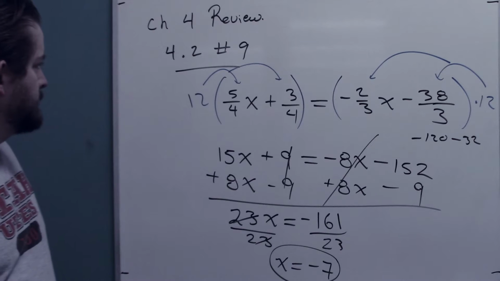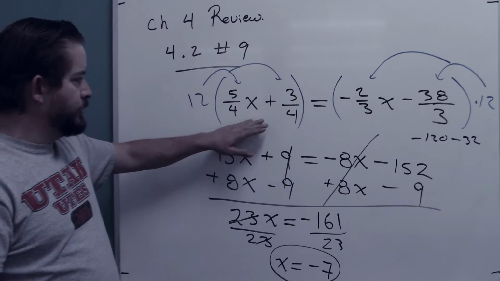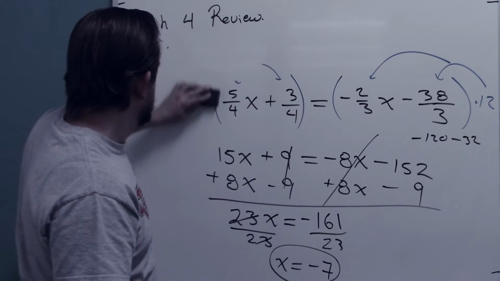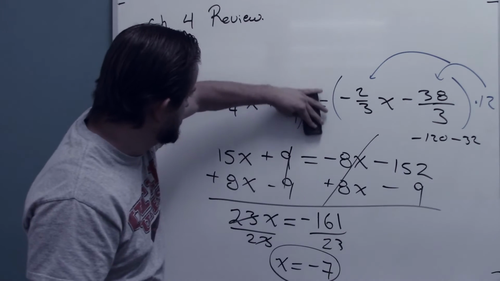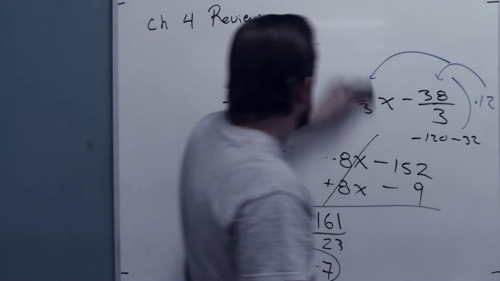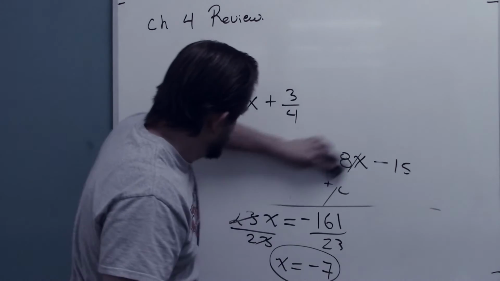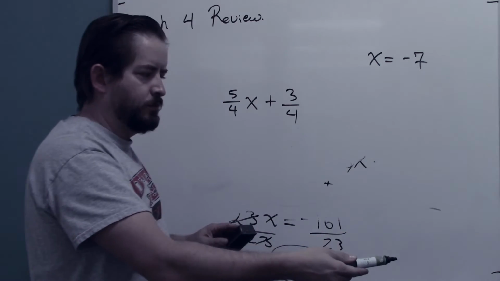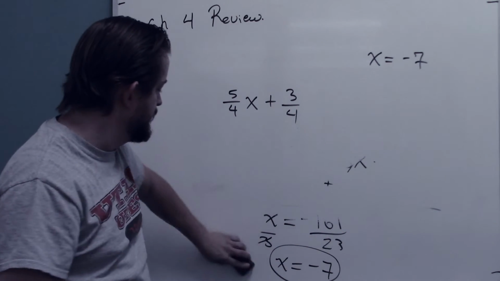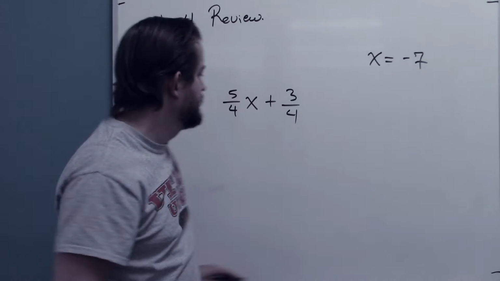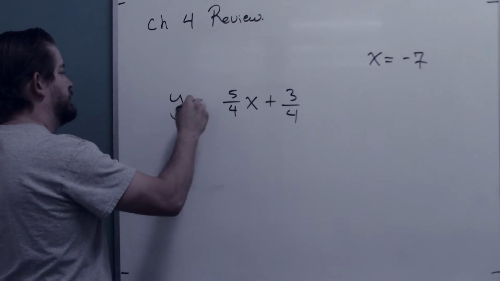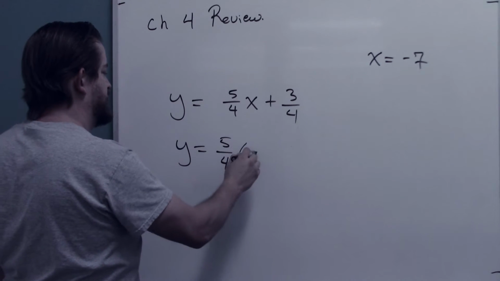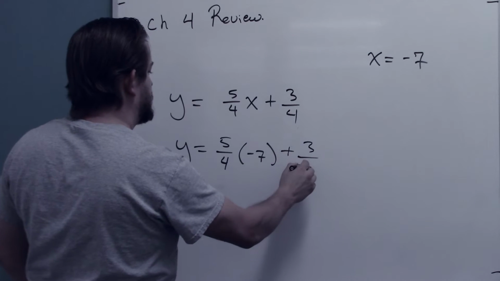X is negative 7. And I'm going to take this back up and plug it into one of the original equations. So clear up a little bit. Apologize, this is a little bit all over the place and messy. But x equals negative 7. There's no way I want to use the one with a fraction with 38 over 3, so I'm going to use the other one because, yuck. I know if x is negative 7, I can solve for y by plugging it in, so 5/4 times negative 7 plus 3 over 4.